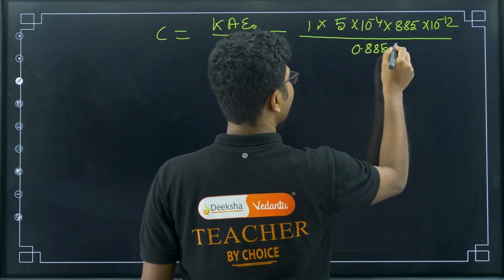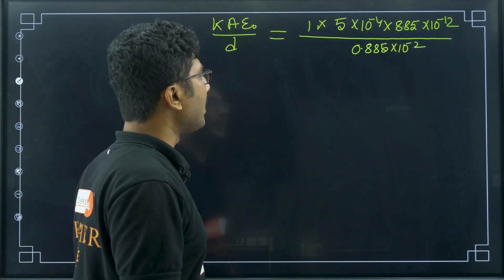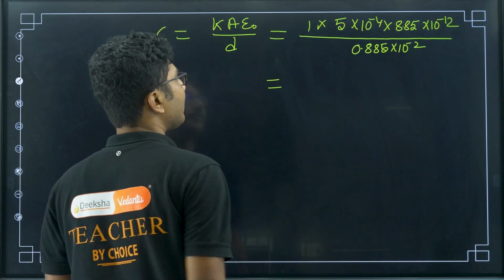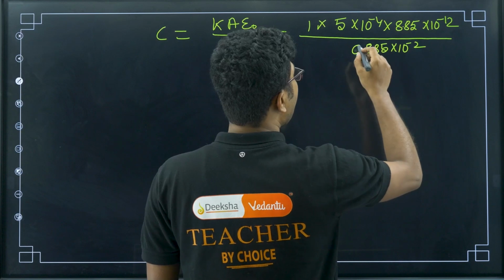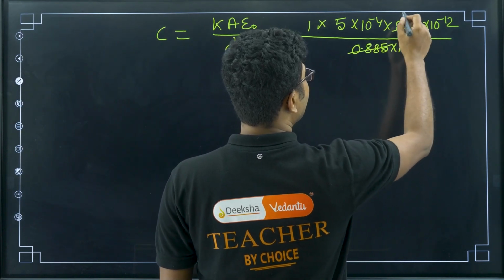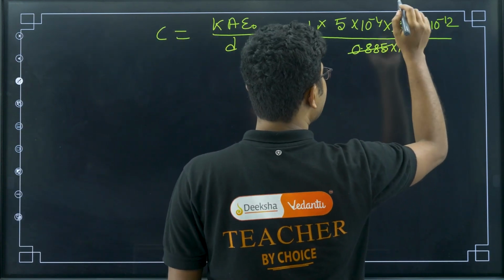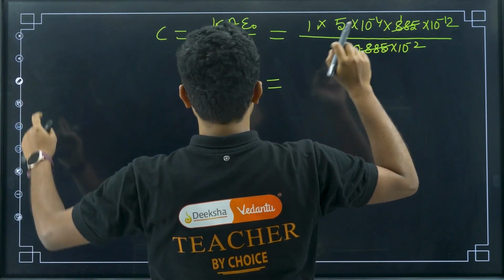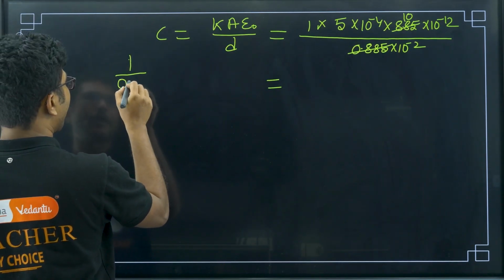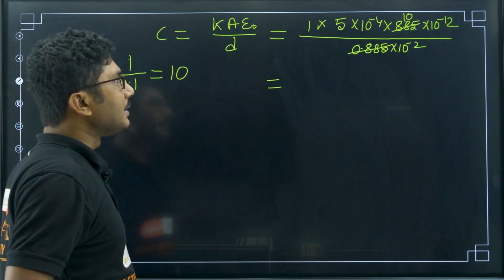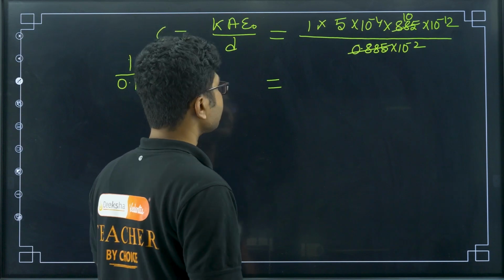0.885 centimeter, so 10 to the power of minus 2. Centimeter to meter is 10 to the power of minus 2. Now we have to simplify these things. If you see, this and this are almost the same, except that if I cancel this there will be a factor of 10. This is basically 0.885, here it is 8.85. As an example, 1 divided by 0.1 is 10. Similarly here 8.85 divided by 0.885 is 10.